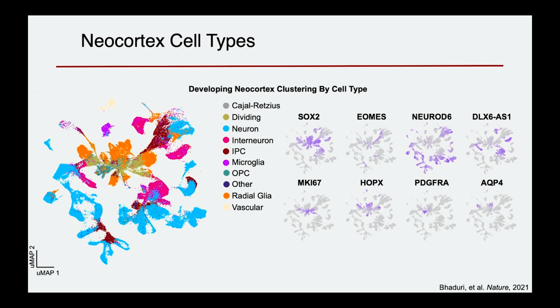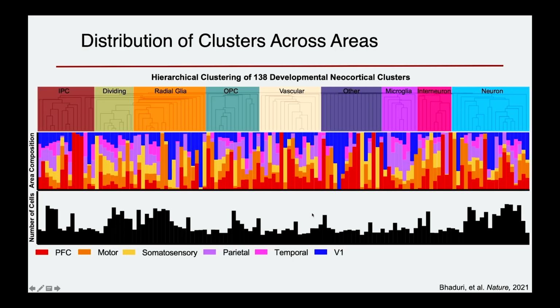As you can see here, the UMAP is colored by the major cell types, and you can see that they're distributed and correspond to certain marker genes of interest, including SOX2 for progenitor populations, intermediate progenitors, excitatory and inhibitory neurons, as well as some glial populations and dividing cells. When we looked at the subclusters, we saw that there were 138 cell subtypes that we were able to identify, and we wanted to ask, how are these divided over the span of the cortex?